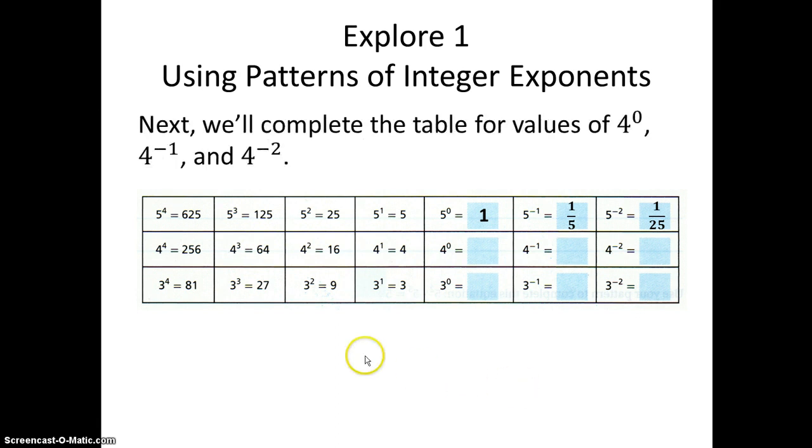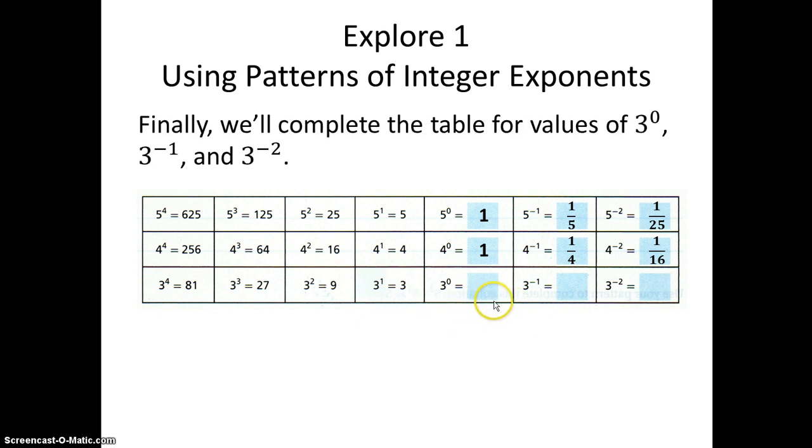Next, we're going to complete the table for the values of 4 to the power 0, 4 to the power negative 1, and 4 to the power negative 2 using the exact same reasoning. So if you notice, when I decrease the exponent by 1, I divide the entire power by 4. 16 divided by 4 is 4. Decreasing the exponent once again by 1, I take 4 divided by 4, which is 1. Dividing this by 4, I get 1 over 4. Dividing this by 4, I get 1 over 16.